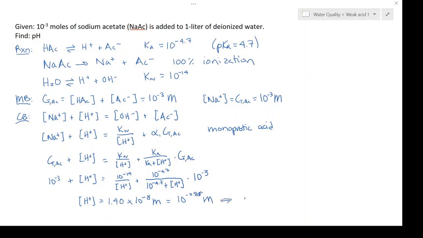So that gives me a pH of 7.85, which is the resulting pH when I add 10 to the minus 3 moles of sodium acetate to a liter of DI water.